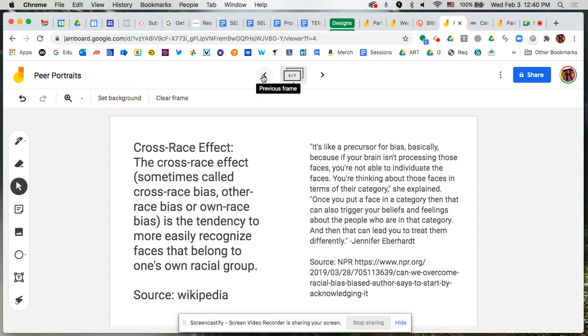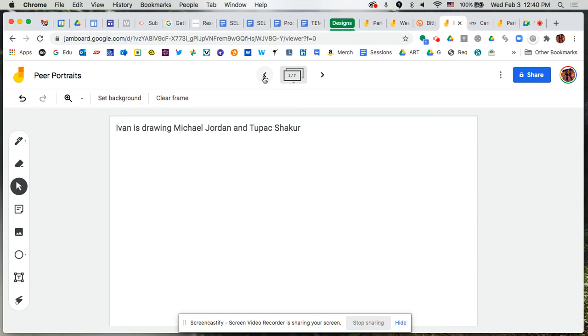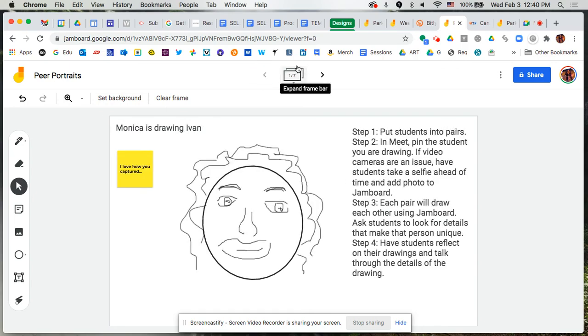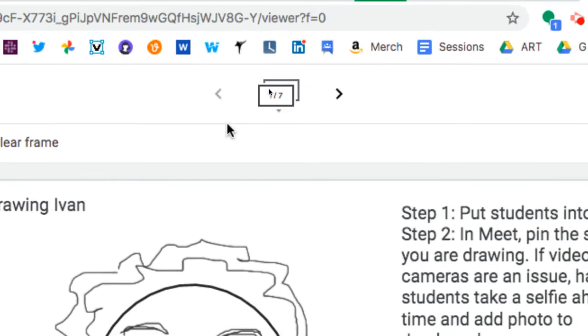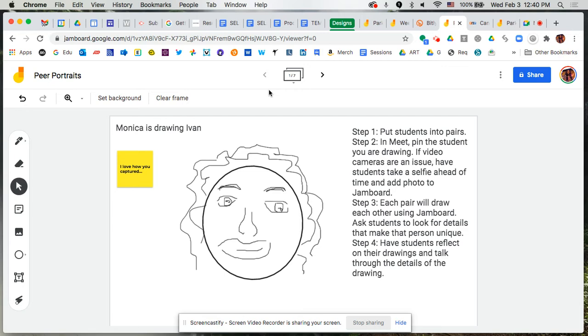All right, so now that you have sort of that foundation for this, I'm going to go back to the very first Jamboard. So I have up here at the top, you can see I've got 7 different boards. And so I just went all the way to the left to get to my first one. So this is the idea. My students are going to draw another student in class.